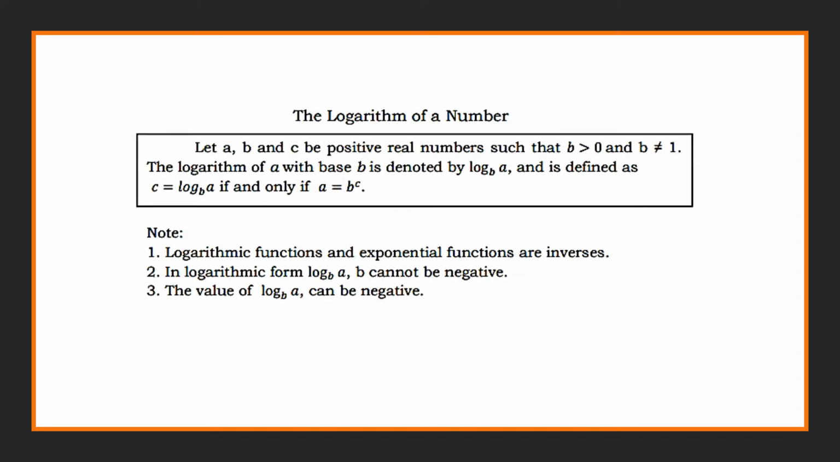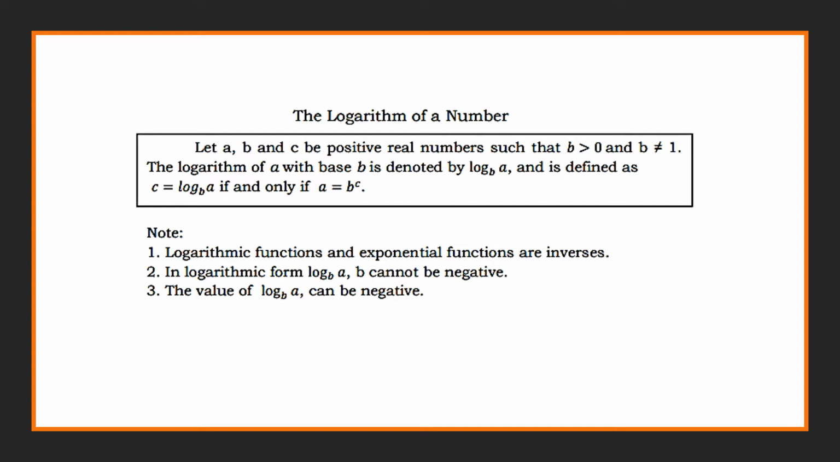The logarithm of a number: let a, b, and c be positive real numbers such that b is greater than 0 and b is not equal to 1. The logarithm of a with base b, where a refers to the number and b refers to the base, is denoted by this symbol, logarithm of a to the base b. That's how we read it. It is defined as c equals logarithm of a to the base b if and only if a equals b raised to c. Note that logarithmic functions and exponential functions are inverses.